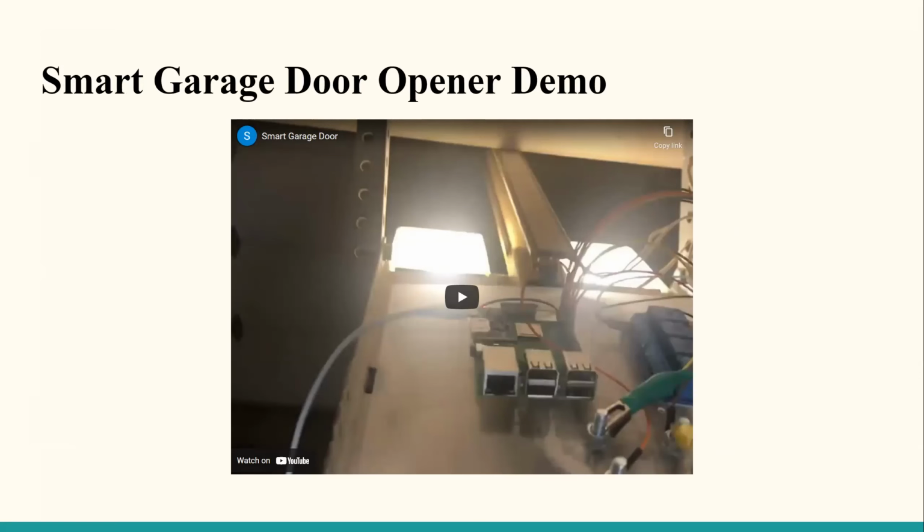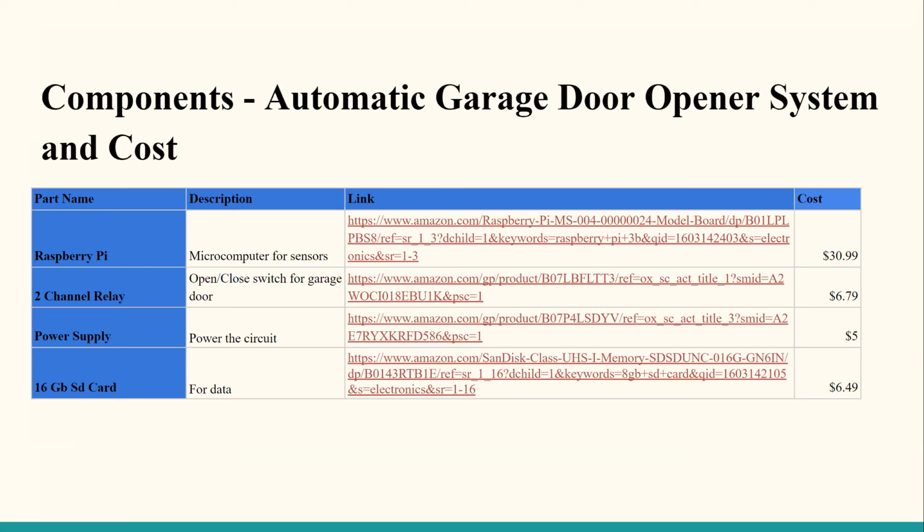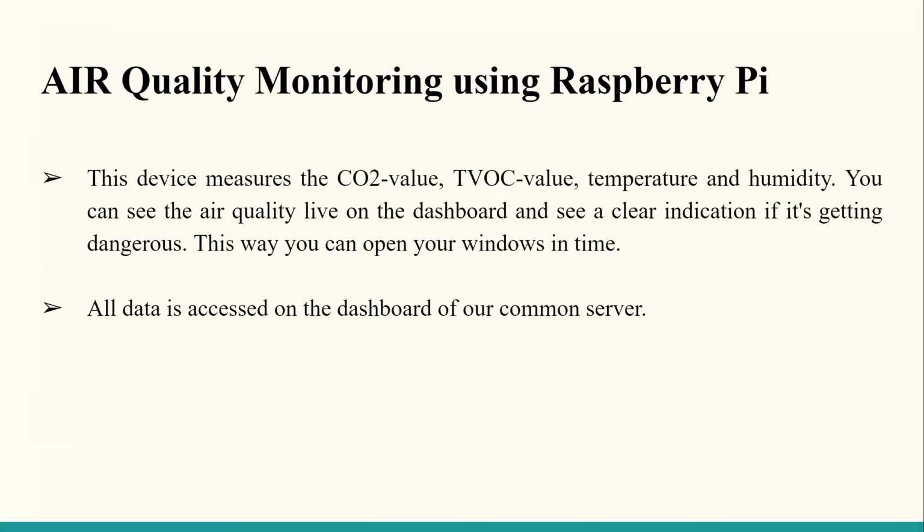Here's a little video demo of how it works. And here's a parts breakdown list that shows the costs of all the components. As you can see, the Raspberry Pi was the most expensive thing, but besides that, everything else was pretty easy to come by.